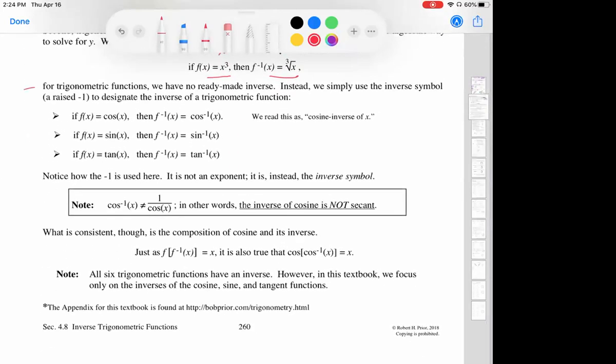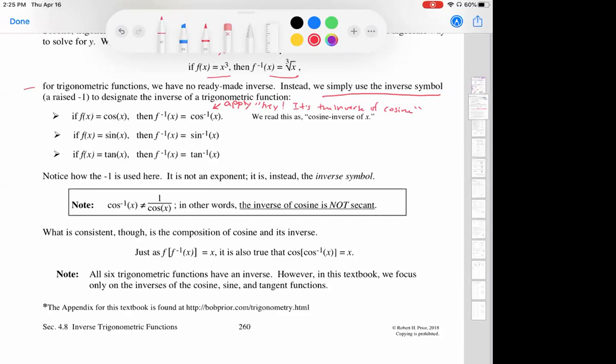So for trig functions, we have no ready-made inverse. Instead, we apply the inverse symbol raised to a negative one to designate the inverse of a trig function. So if I have f of x equals cosine of x, then the inverse is cosine inverse of x. So we just apply that little inverse notation to let us know, this is the inverse of cosine. That's what that's telling us.